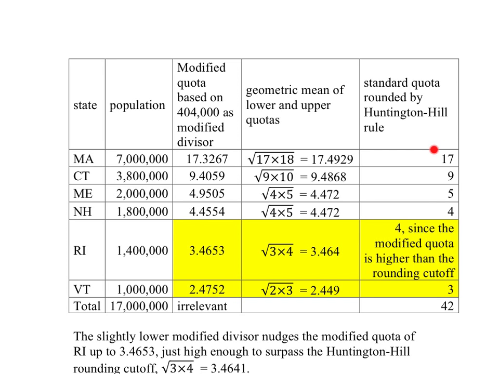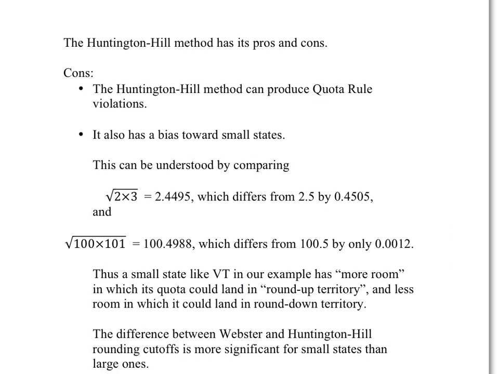And sure enough, at the end of the day, thanks to the way the Huntington-Hill rounding works, the total number of seats apportioned really does equal 42. Great, that means that these numbers in this column do tell us the Huntington-Hill apportionment. How many seats does Connecticut get according to Huntington and Hill? 9. How many seats does Rhode Island get? 4. Okay, so this is the apportionment according to Huntington and Hill.